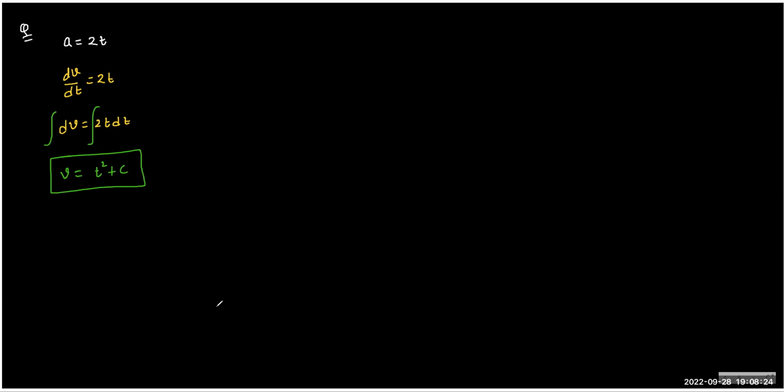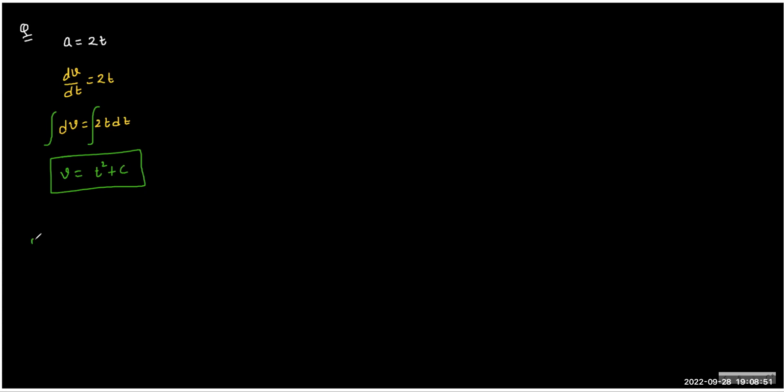See, again, there are two ways. Either you write C and try to evaluate using the condition known to you, or you take the condition as a lower limit and solve. Whatever makes you comfortable, go ahead with that way and stick to it for your life. That's totally okay. So V equals T square plus C. Is this clear? Okay.